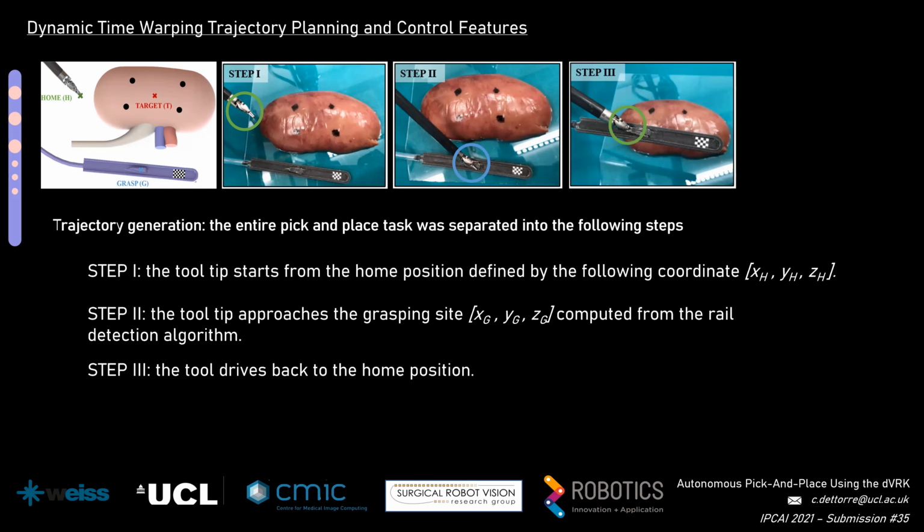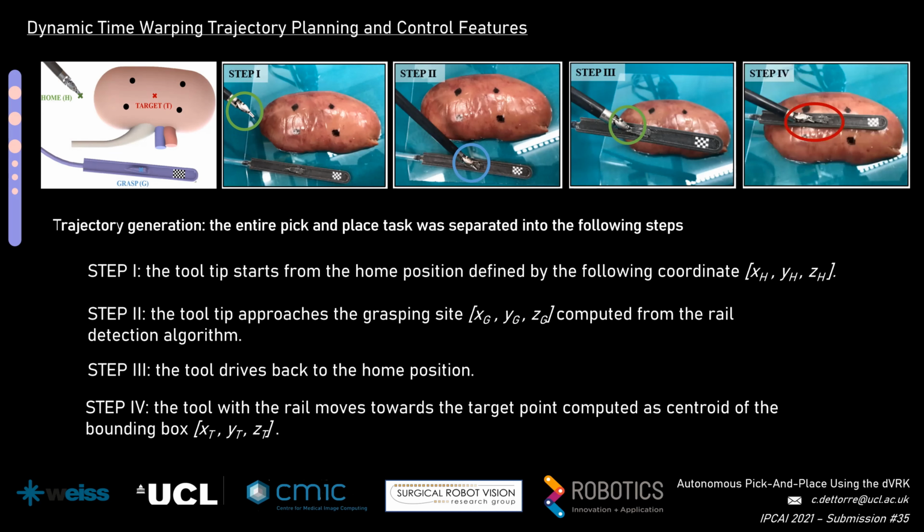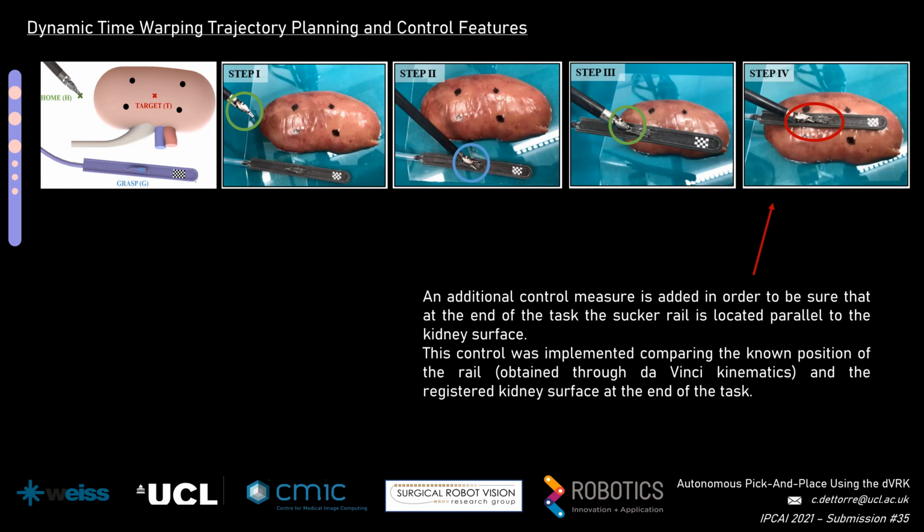In step 3, the tool drives the rail back to the on position, to end with step 4, where the robot tool approaches the kidney surface to properly locate the rail. As part of the control feature, step 4 is also characterized by an additional check, which compares the position of the rail obtained with the kinematics of the da Vinci and the one obtained with the kidney registration to check if the placing of the rail has been executed correctly.